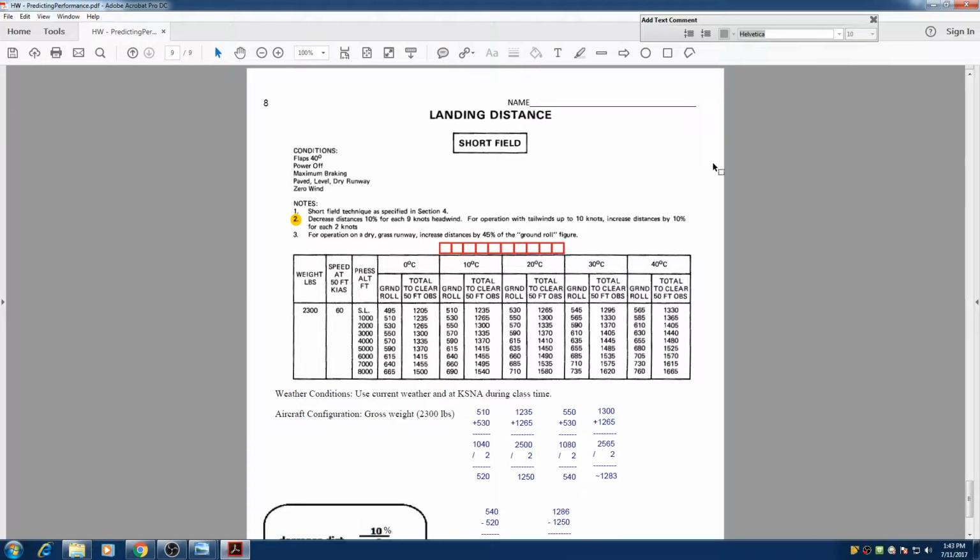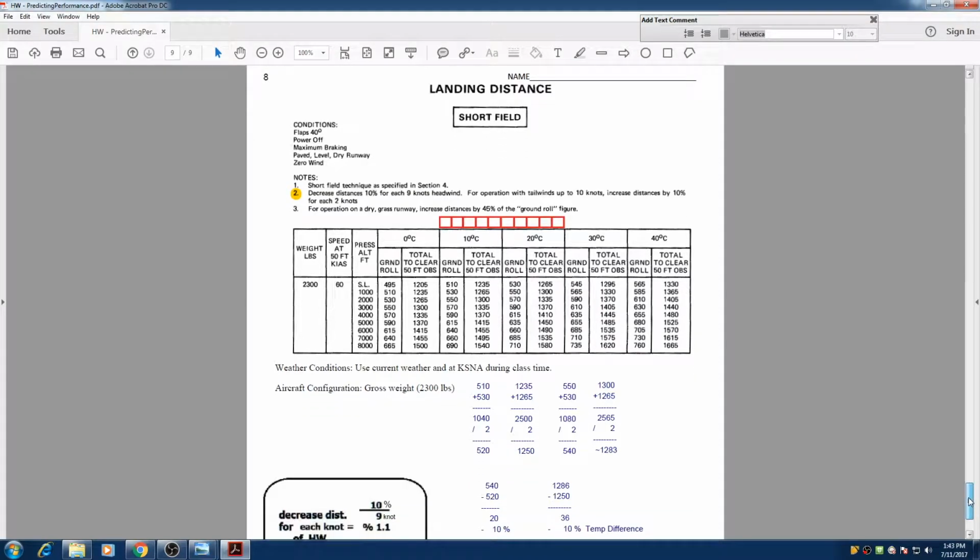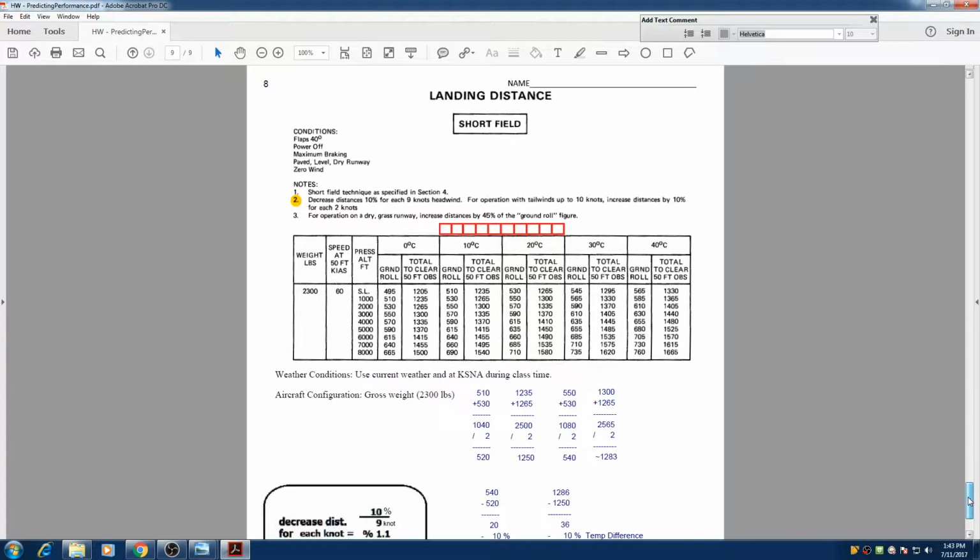Hello everyone, my name is Hassam, and in this video we are going to cover the landing distances based on today's METAR. Our temperature is 19 degrees Celsius and our pressure altitude is calculated 500 feet, and we are going to land at John Wayne Airport.